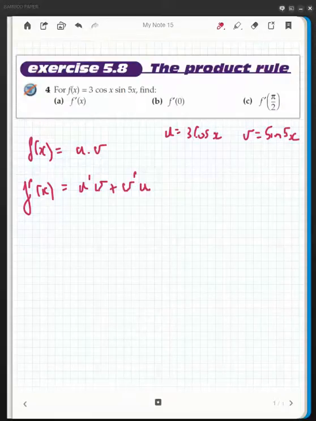This is for Year 12 Methods. It comes out of 5.8. It's question number 4, which is a product rule question. f of x equals 3 cos of x sine of 5x.